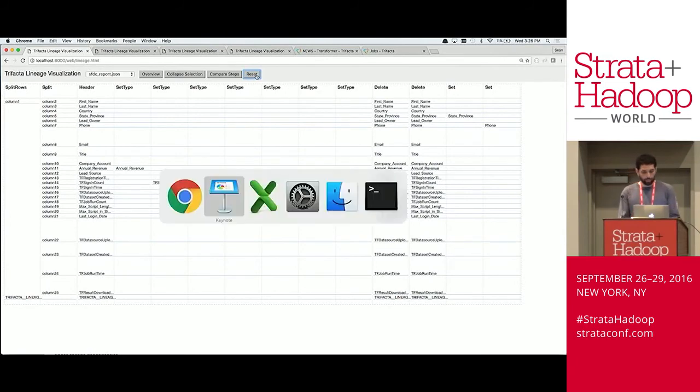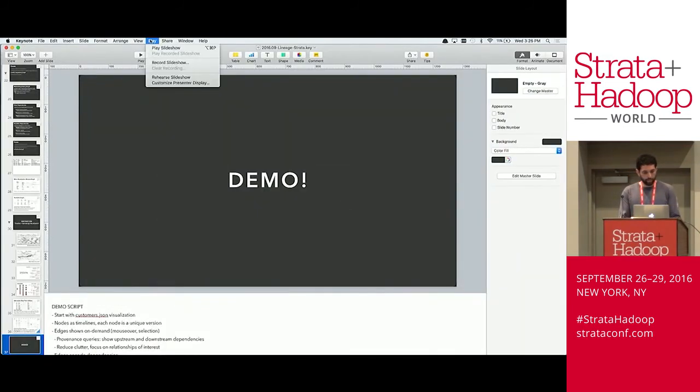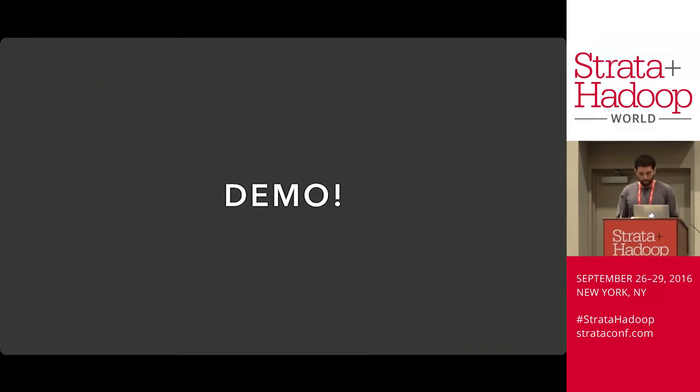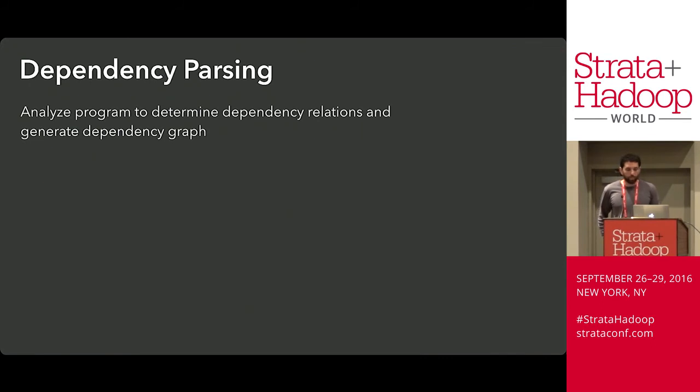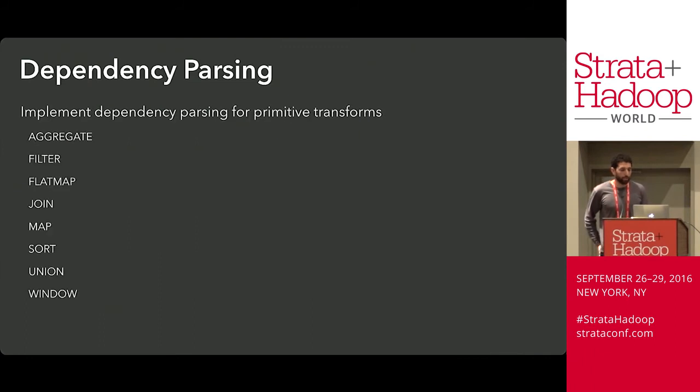Now I want to jump back into some of the more technical details on how to actually build these visualizations. We'll talk about a few different aspects. The first thing is dependency parsing, where we're just going to analyze the program to determine the relationships and build up this dependency graph. It's actually fairly straightforward.